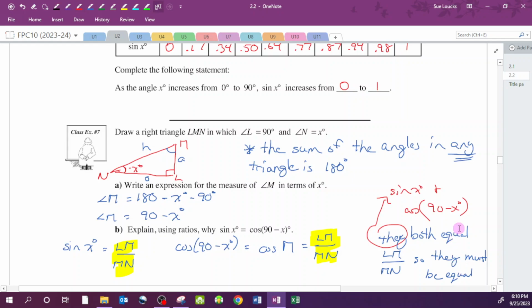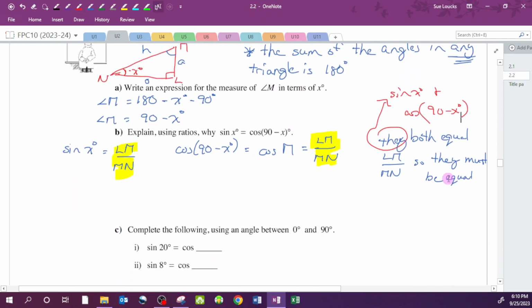Okay. So let's use that. I know that sine of 20 has to equal the cosine of 70 degrees, and sine of 70 degrees. And sine of 8 equals the cos of 82 degrees, because 8 plus 82 equals 90 and 20 plus 70 equals 90. Okay, that is that. Go do the practice, mark the practice, correct the practice. Okay, bye.